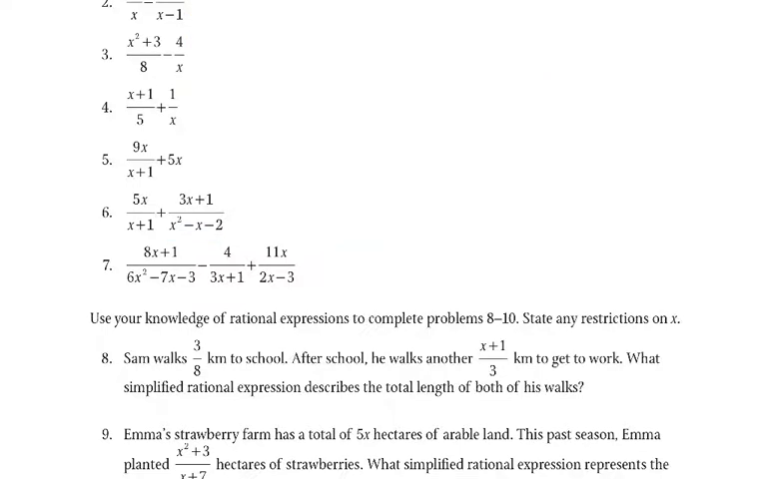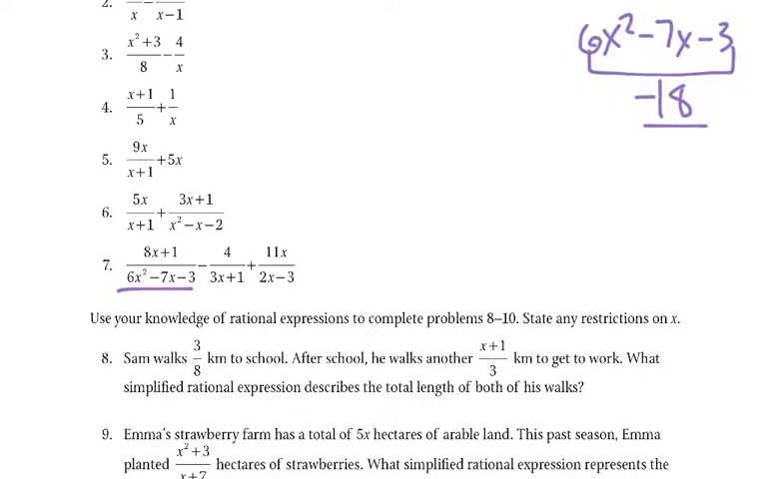Alright, now number 7, we've got 3 things, so the first step is let's simplify this guy. Now remember, when we have a number out front, we have to take the first and the last and multiply them together. So that would be negative 18. And then say factors of negative 18 that would equal negative 7. How about 2 and 9, with the 9 being negative?